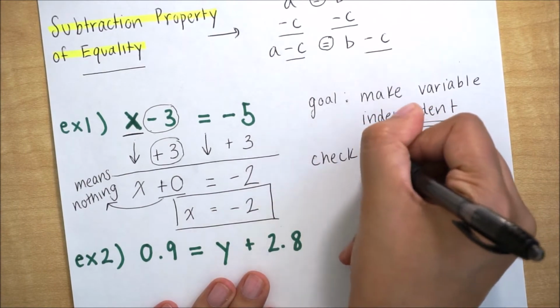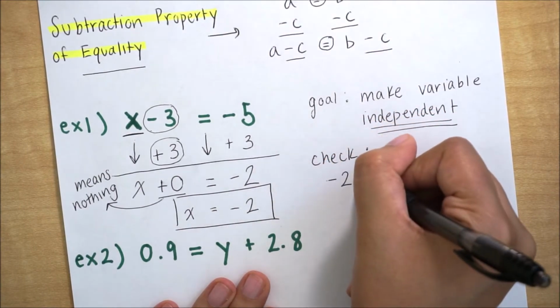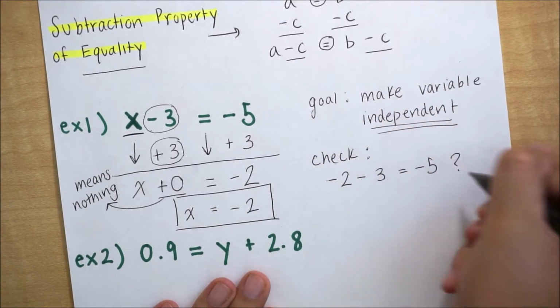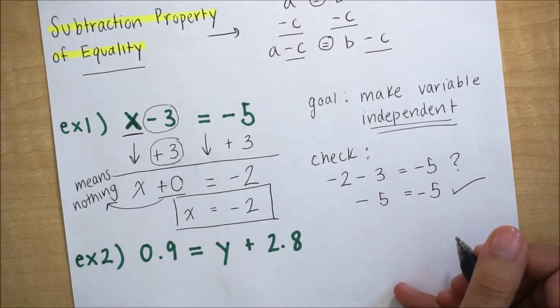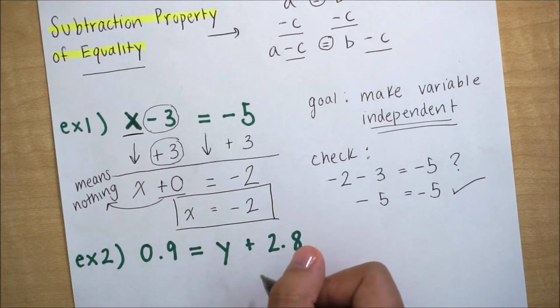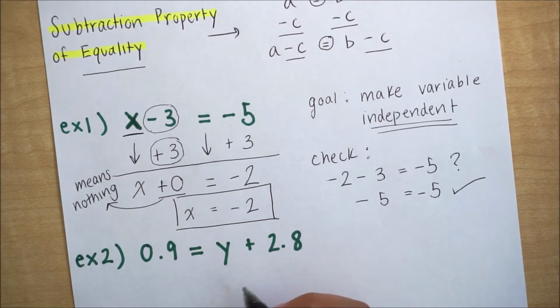How do we know that we got the right answer? Well, we can always do a check. We just plug in negative 2 as x in our original equation, and we should get negative 5 is equal to negative 5. Let's go ahead and do example 2.